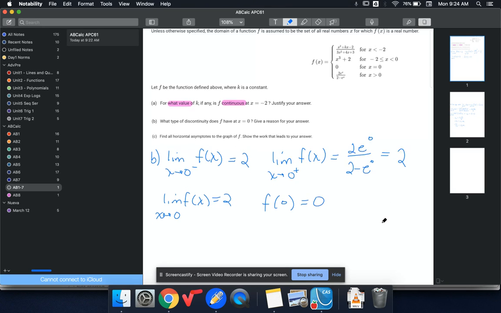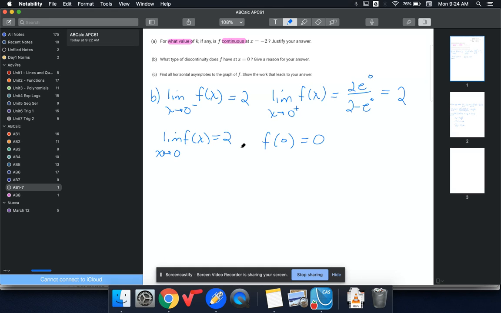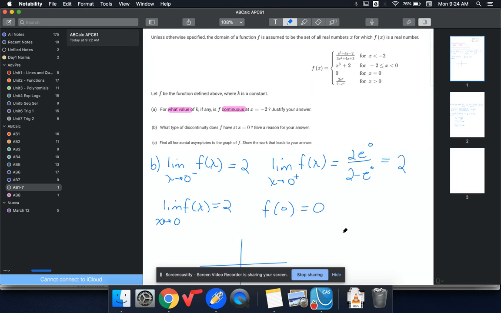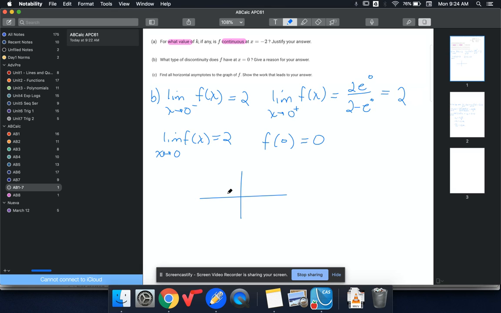So if I graphed this, then I'm going to have some sort of function that looks like it wants to go through the point (0, 2), but then jumps to the point (0, 0). So somewhere in my graph, on this side we had x cubed plus 2. So I'm coming sort of from the left towards 2. Then I'd have an open circle.